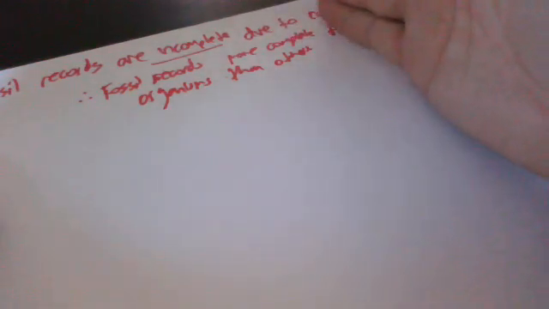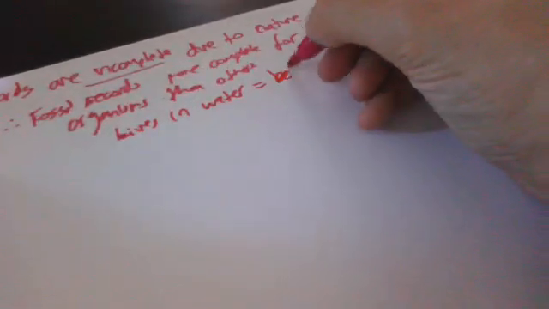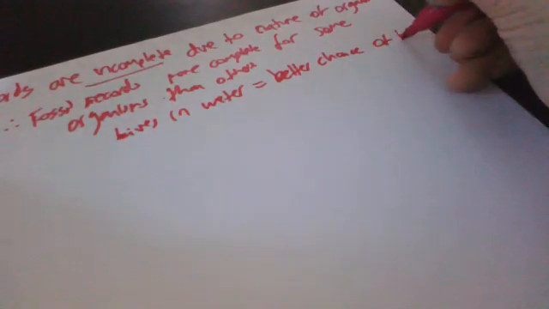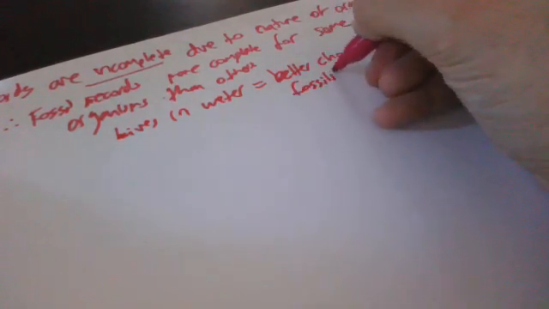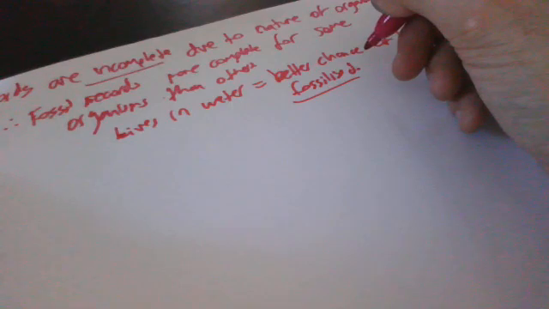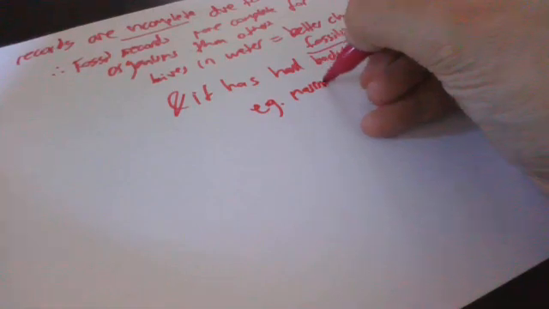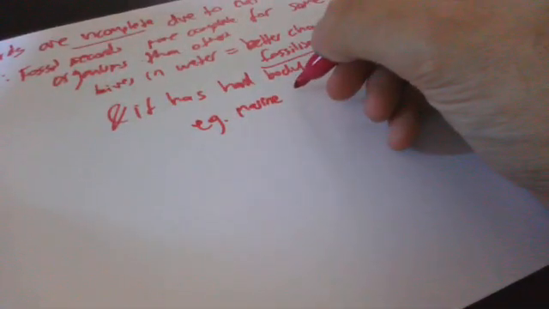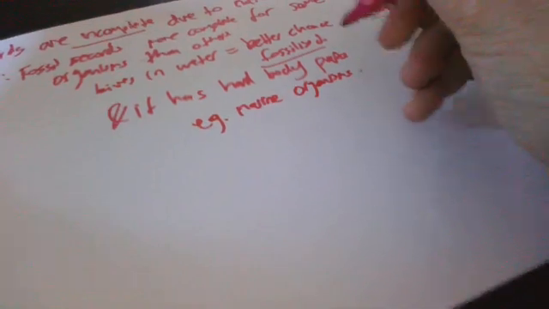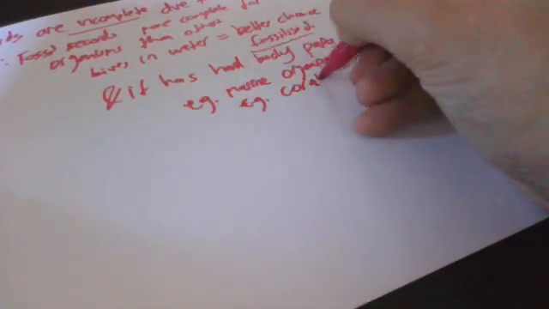It's got a greater chance of getting fossilized if it lives in water. So living in water equals a better chance of being fossilized. And also if it had hard body parts. An example would be marine organisms. So creatures that live in the ocean have a higher chance. An example is coral. So that's fossil records.